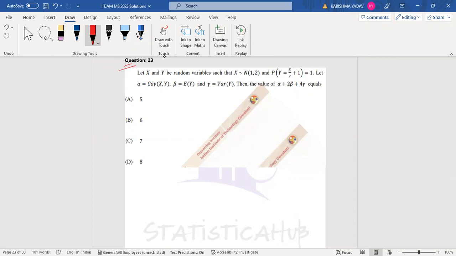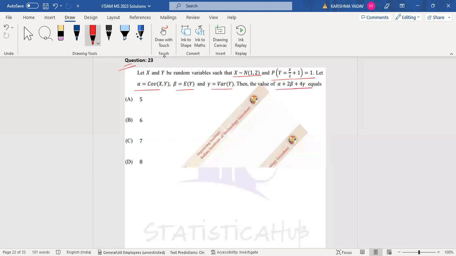It is saying that let X and Y be random variables such that X is following Normal(1, 2), and probability Y equals X by 2 plus 1 is equal to 1. Let alpha be the covariance of X and Y, beta be the expectation of Y, and gamma be the variance of Y. Then the value of alpha plus 2 beta plus 4 gamma.